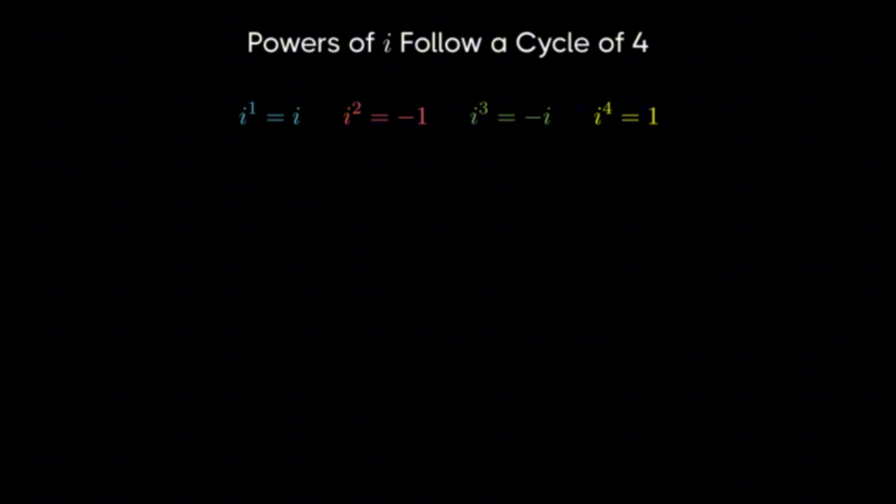Finally, i to the 4th power equals 1. This happens because i to the 4th is i squared times i squared, which is -1 times -1, resulting in +1. This cycle of 4 values, i, -1, -i, and 1, repeats indefinitely as we continue to higher powers. This cyclical nature gives us a powerful shortcut for calculating any power of i without tedious multiplication.